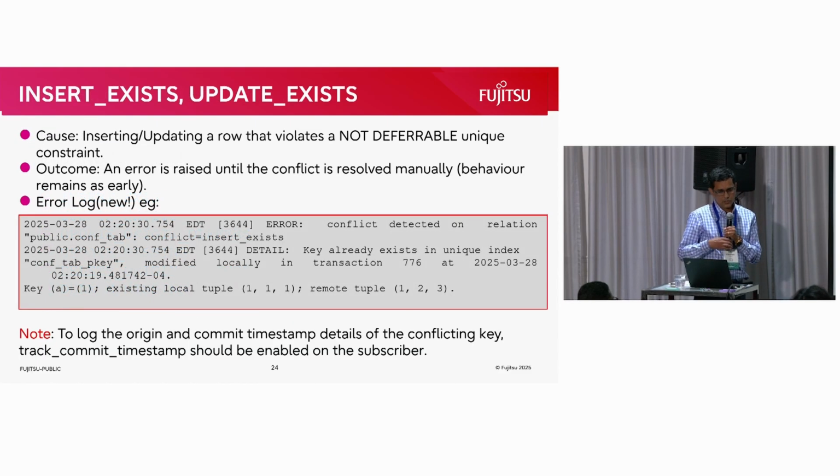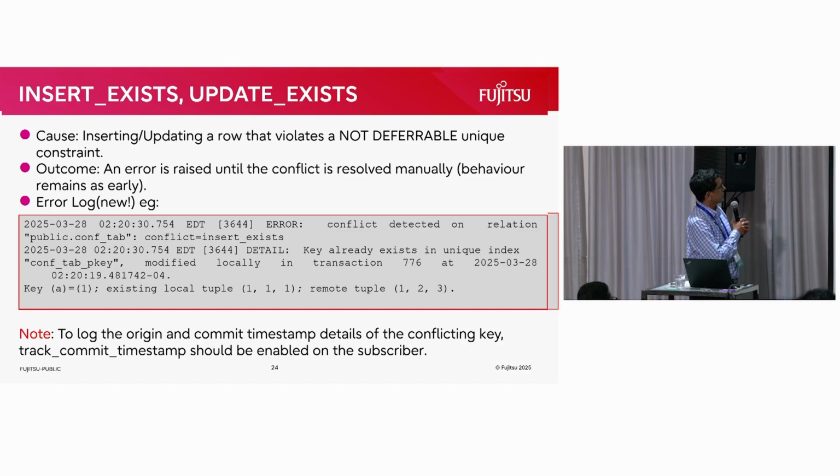So insert exists and update exists are very similar to what's already there. It's when updating or inserting a row violates a non-deferrable unique constraint. The outcome is that an error is raised. It's the same behavior as earlier, but then there are new logs. So the logs have been improved again.